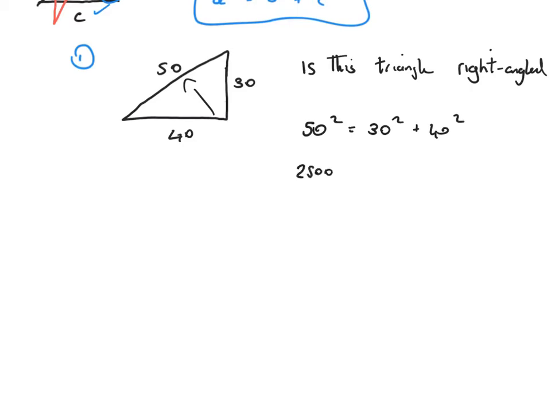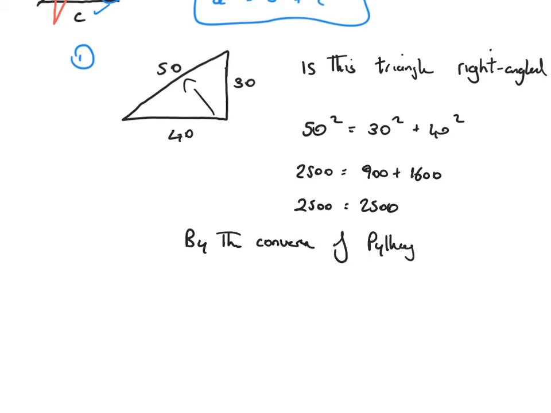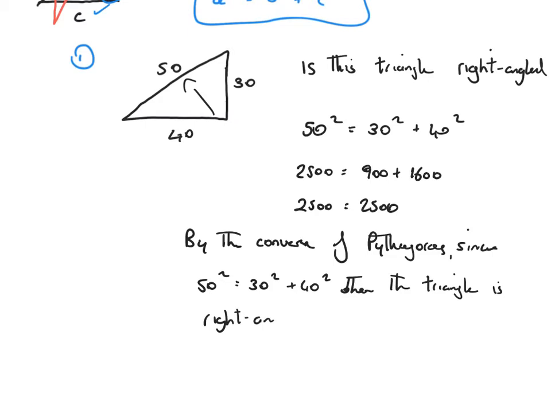Okay, so 50 squared, well, that's 2,500. 30 squared is 900. And 40 squared is 1,600. So now we've got 2,500 equals 2,500. Now, because Pythagoras worked, what we can say is that it is definitely a right angle triangle, because Pythagoras will always work and only work when you're dealing with a right angle triangle. So what we'd say there is, by the converse of Pythagoras, so this is the exact language we'd use, by the converse of Pythagoras, since 50 squared equals 30 squared plus 40 squared, then the triangle is right angled. That's because we've worked out that those are the same. So Pythagoras worked, and it worked because it is definitely a right angled triangle.